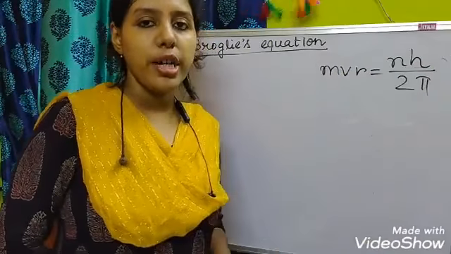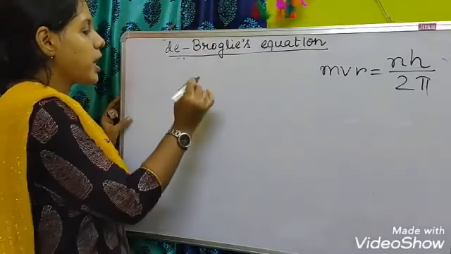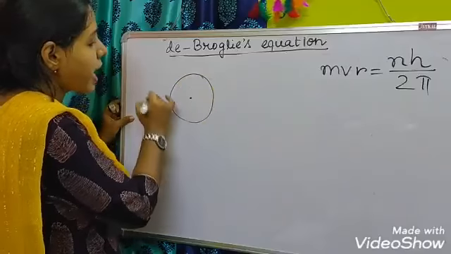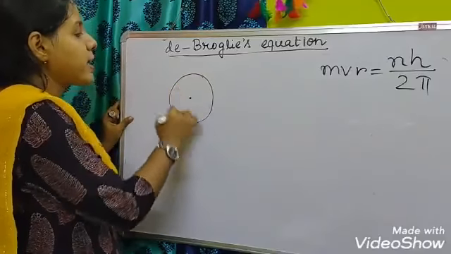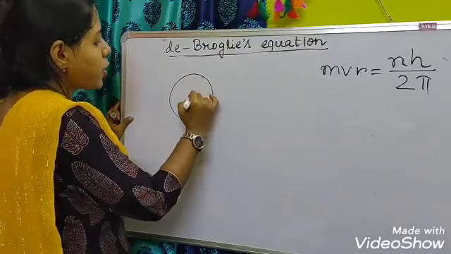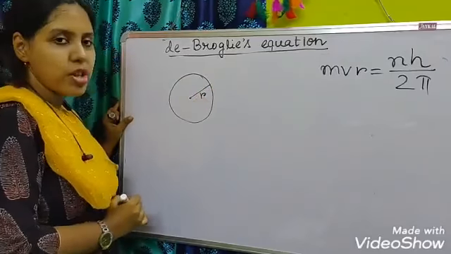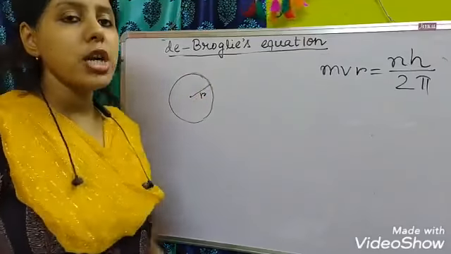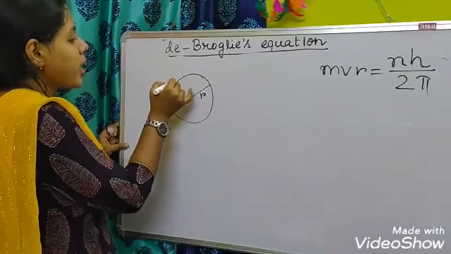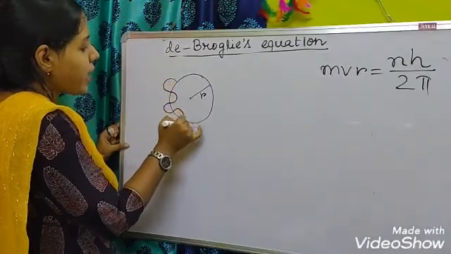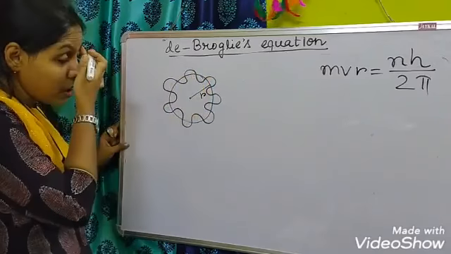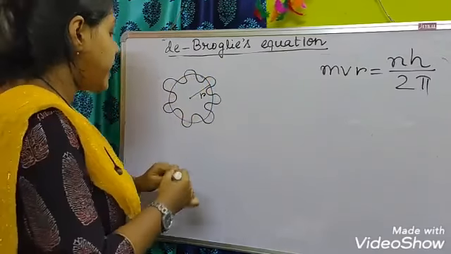Now the question is how we could derive it. For this purpose, suppose this is the nucleus and this is the circular orbit around the nucleus where the electron is rotating or circulating. Here the radius is small r, right? As the electron can show its wave nature, if we draw the wave nature of the electron, we get this type of model.